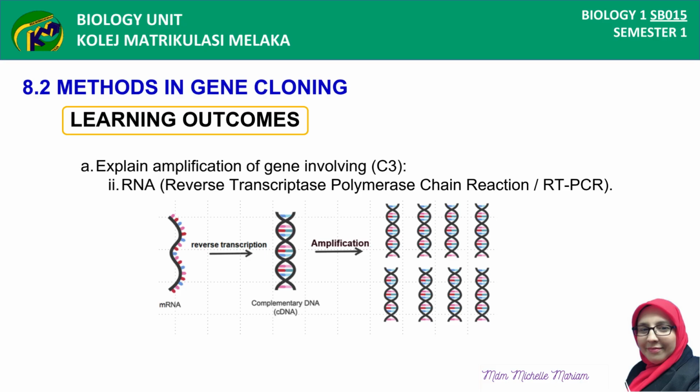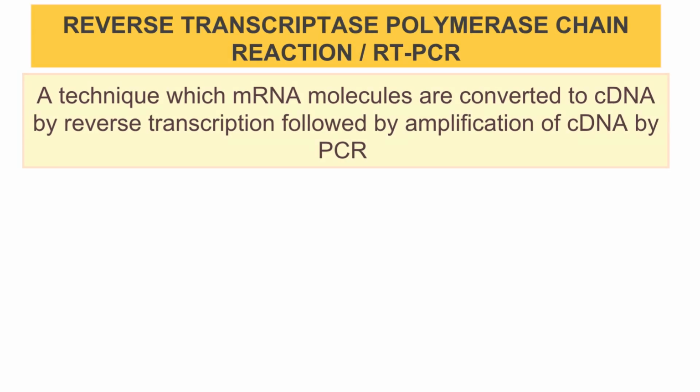Today we are going to learn how RT-PCR is used to amplify genes from RNA. Let's begin. Before we look at the steps involved, let's first understand what RT-PCR is. RT-PCR stands for reverse transcriptase polymerase chain reaction. It is a technique used to amplify genes from RNA molecules.